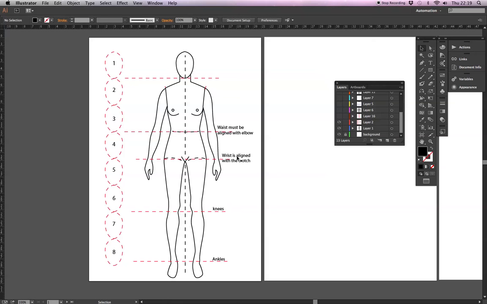And then you've got the wrist. If you see here, it's aligned with the crotch area. And then you've got the knees and the ankles. So we've dealt with the length of the body. Let's have a look at the width and how that works out.